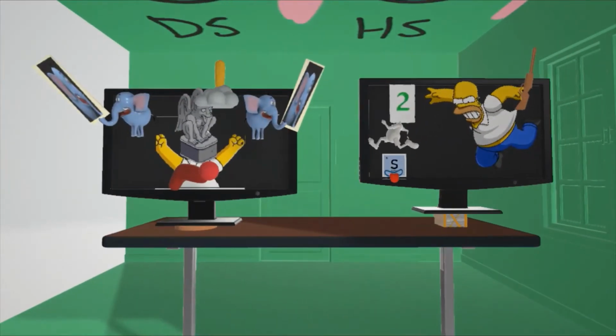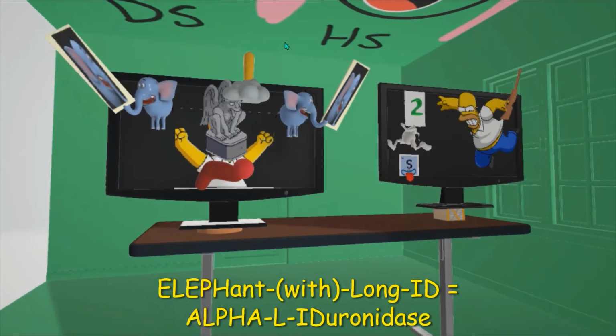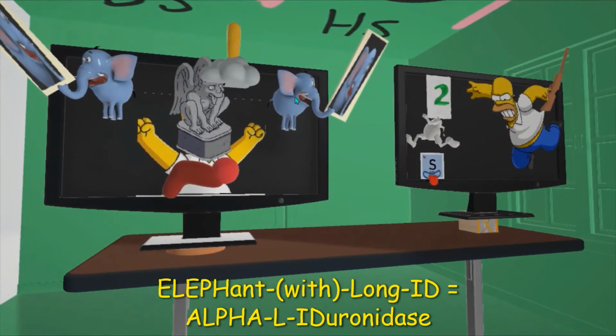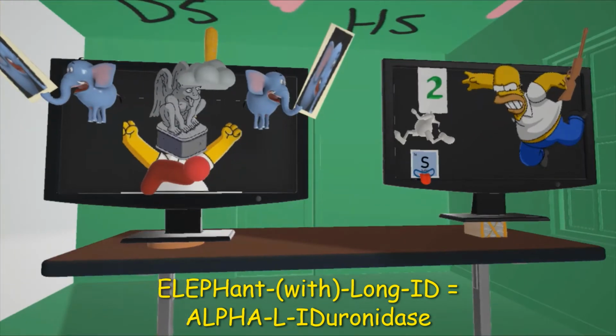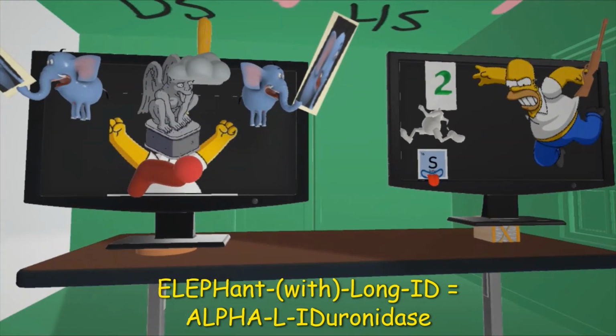Now what leads to this increase in dermatan sulfate and heparin sulfate? It's different in Hurler syndrome and Hunter syndrome. In Hurler syndrome, it's due to the deficient enzyme alpha-L-iduronidase. That's represented by this elephant that is hurling away with the ID, the long ID. Each elephant here has a long ID. Elephant with long ID for alpha-L-iduronidase.